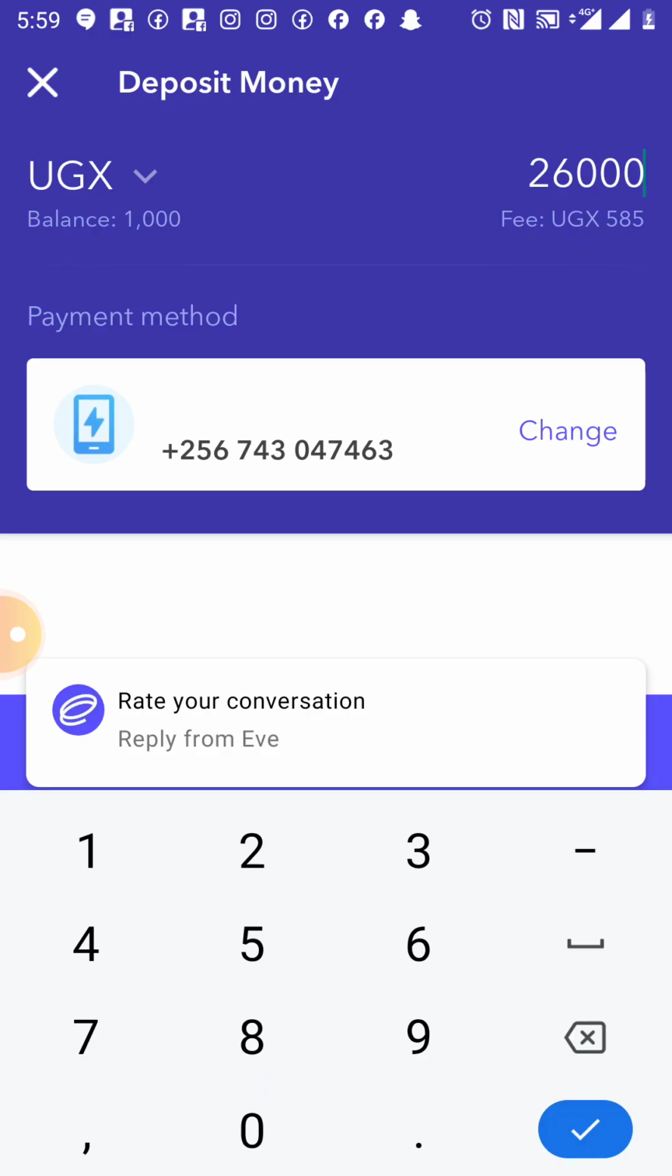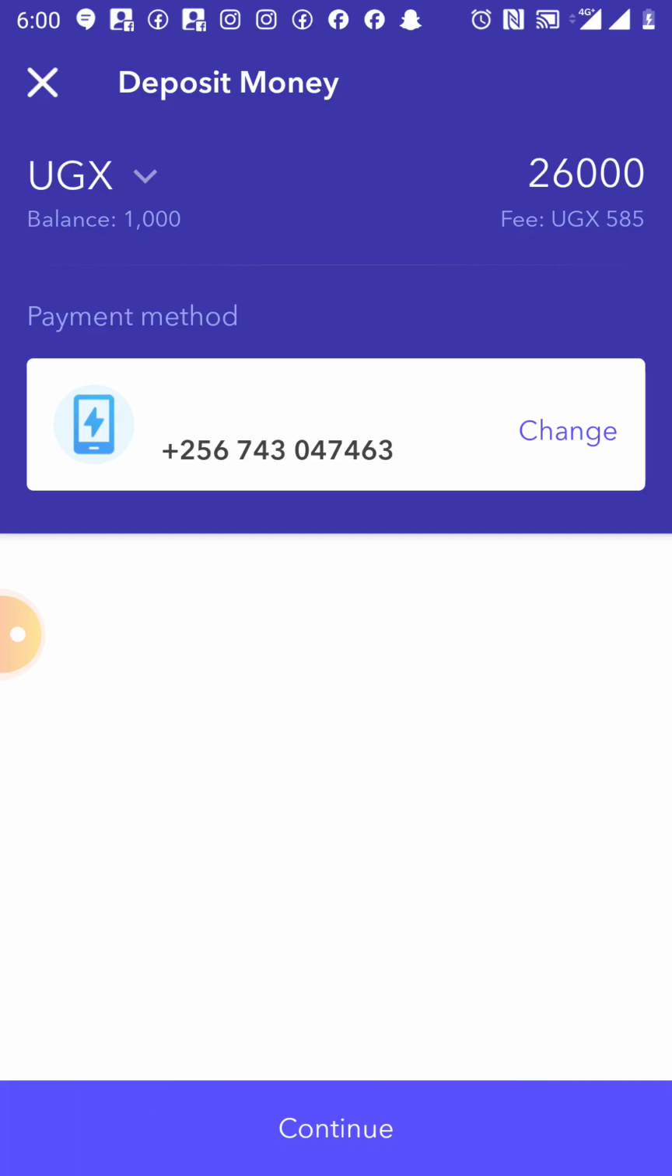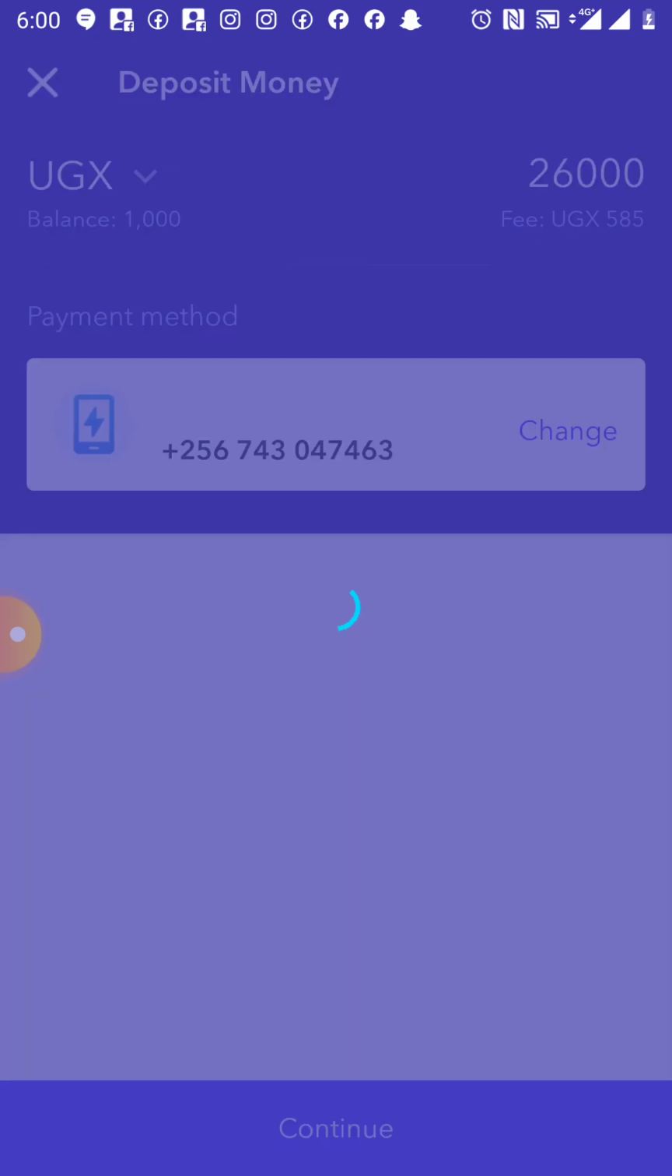Down below is the fee that they are going to be charging you to deposit that amount to your Eversend account. Then Uganda shillings balance 1,000 is the balance that I actually have in my account. Then after that I'm going to click this tick here and wait for the message to pop up on my mobile money account. I'm going to be pressing this to continue, for that message to appear on my account.